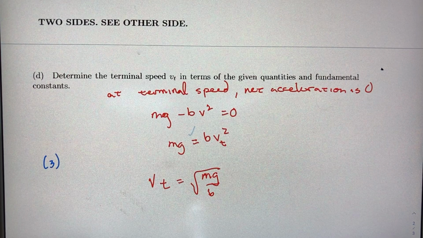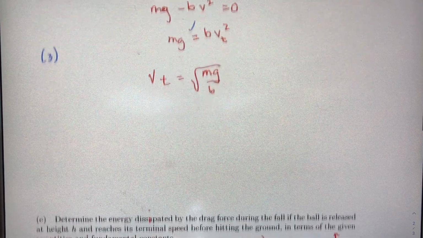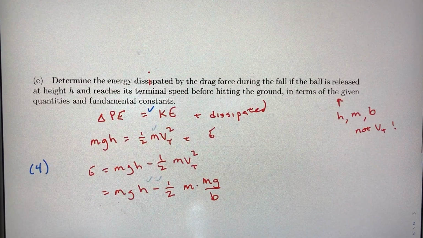This section is 3 points. 1 point for getting that the net acceleration is 0, so you can set mg equal to bv squared. Don't forget to put the t in for terminal velocity. This last section is 4 points. 1 point for the energy equation, 1 point for saying what the kinetic energy is, 2 points for finishing solving for the dissipated energy.